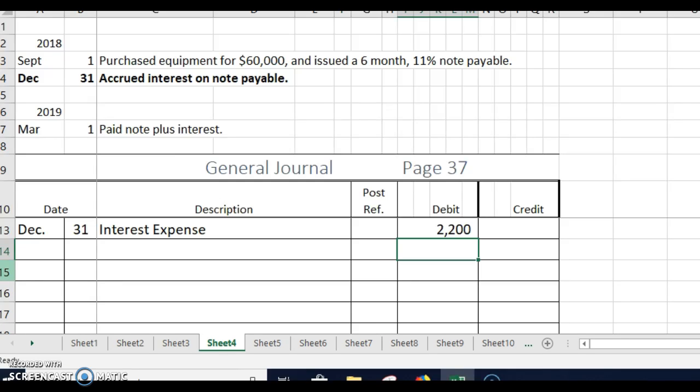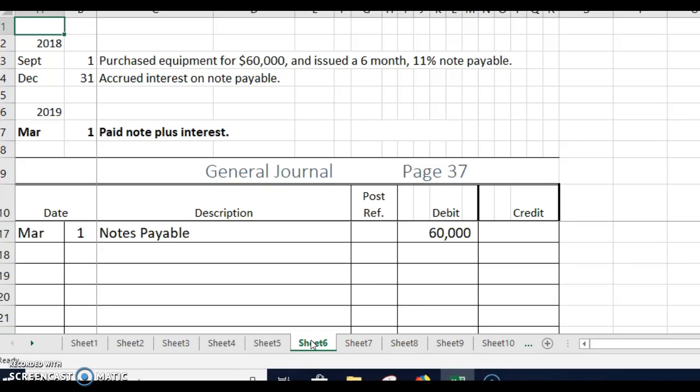Now, we're not paying that interest expense on December 31st. It's not going to get paid until the maturity date next year, 2019, March 1st. So as of December 31st, we owe the interest. So we're going to credit interest payable for $2,200.